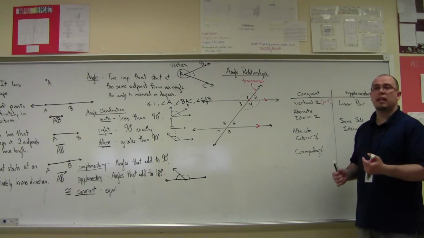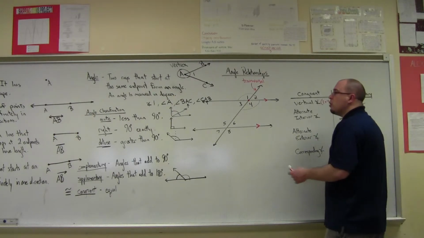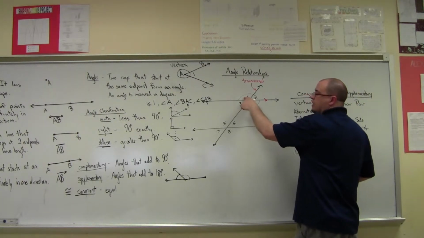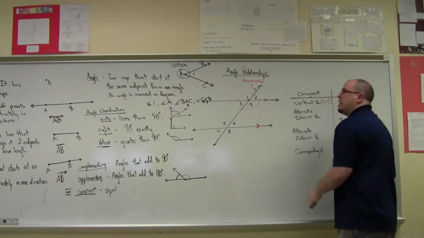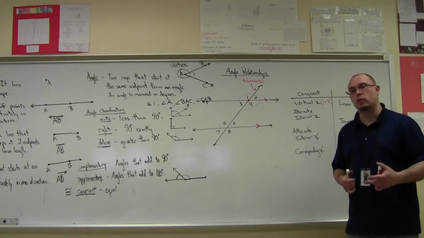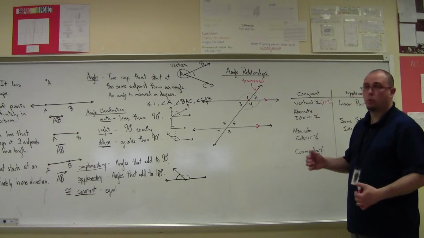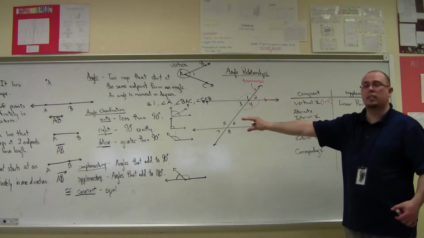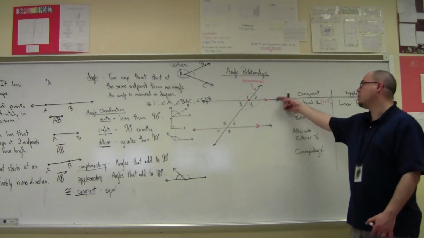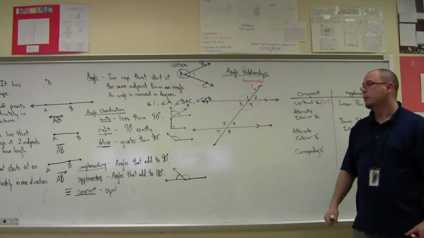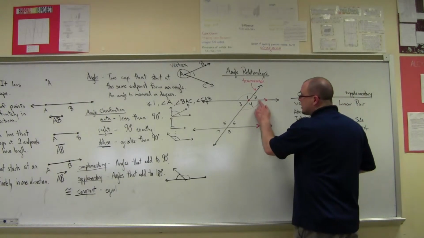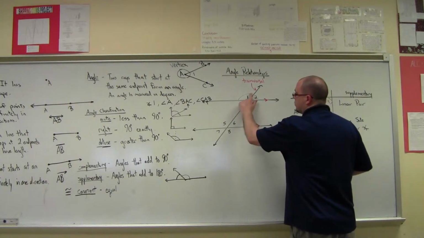The reason that's important is because no matter how big or small this angle gets, I always know angle 4 is going to be the same exact size as angle 1. Always, always, always. And that's why these rules are going to be important. Because no matter how these angles change, I know these rules will be in place as long as these lines are still parallel. So that's an example of vertical angles.